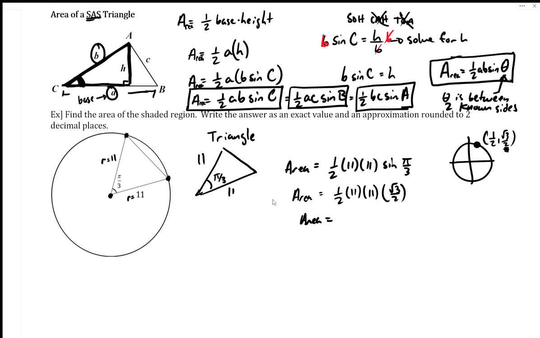times 1 is 121 times square root of 3 is square root of 3. In the denominator, 2 times 2 is 4. Okay, so I'm going to cloud that. That's the area of that little triangle.